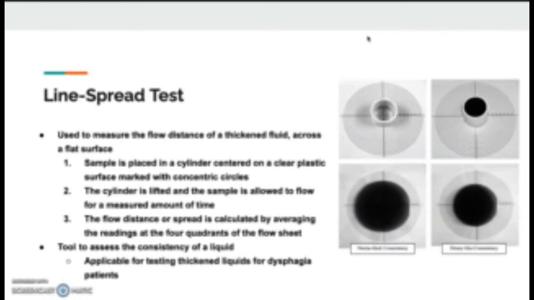The line spread test is used to measure the flow distance of a thickened fluid across a flat surface. In order to do so, the sample is placed in a cylinder centered on a clear plastic surface marked with concentric circles. The cylinder is lifted and the sample is allowed to flow for a measured amount of time. The flow distance or spread is calculated by averaging the readings at the 4 quadrants of the flow sheet. It is a good tool for assessing the consistency of thickened liquids given to dysphagia patients.